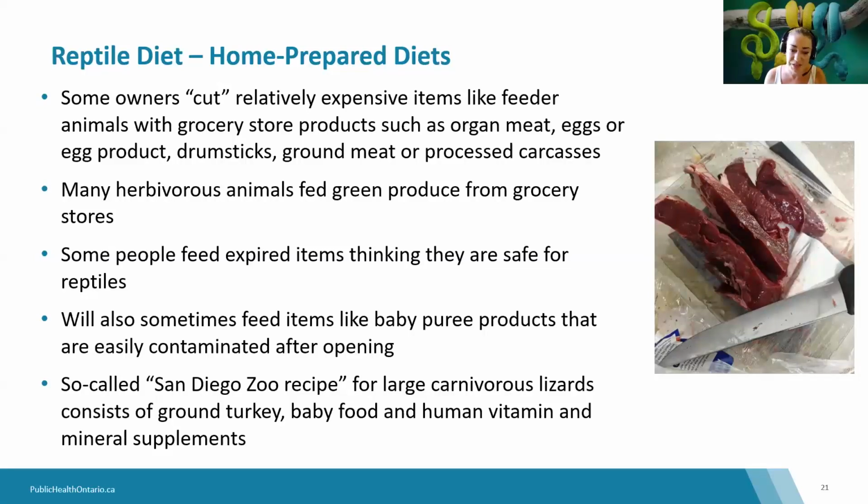And there's also recipes out there. So there's this so-called San Diego Zoo recipe that some people use, even though the San Diego Zoo says they have nothing to do with it. But for a very large carnivorous lizard, like some of those monitors and tegus, they take ground turkey, baby food, and a human vitamin and mix that together and feed it to their reptiles as is. And if they're buying big chub packs of ground turkey, maybe they're making quite a bit in one go and feeding it over a week. So some of these can be really highly contaminated in the first place.